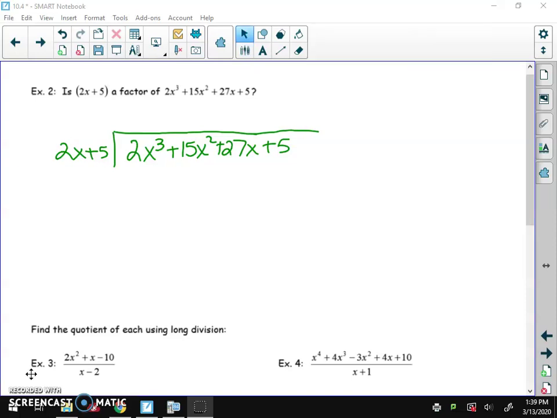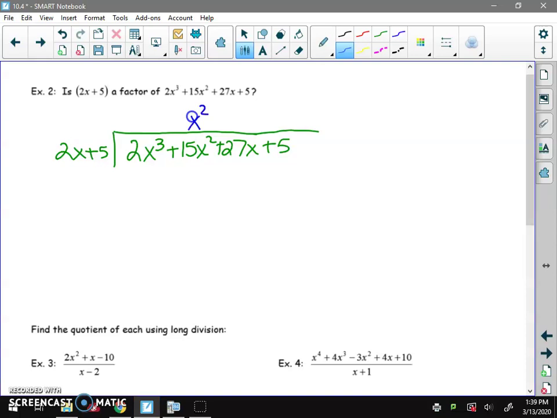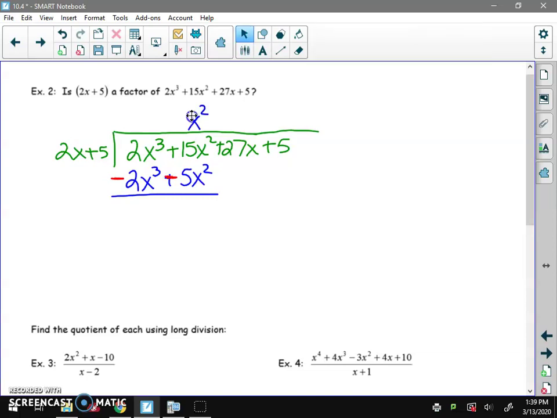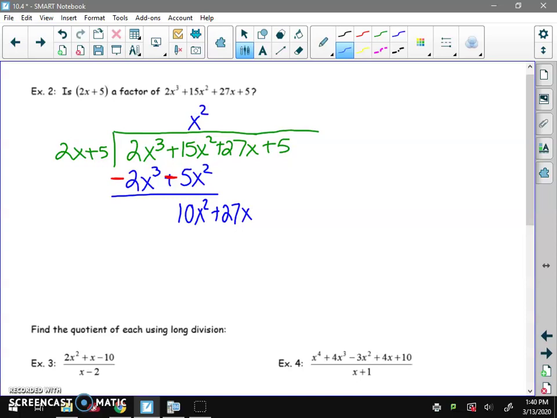So when I go to divide, I'm going to have an x squared here so that when I multiply back, I get a 2x cubed plus 5x squared. Don't forget that when you subtract, you have to change your sign. So make that a negative and a negative. That would leave me with 10x squared plus 27x. And that's going to happen 5x times. So plus 5x to give me 10x squared plus 25x.